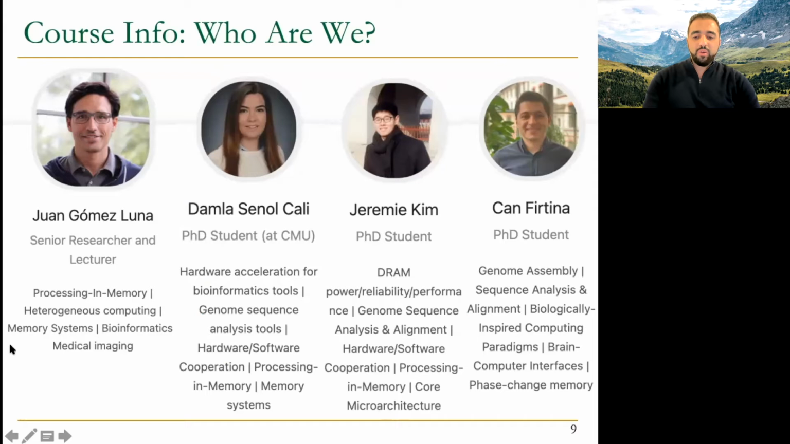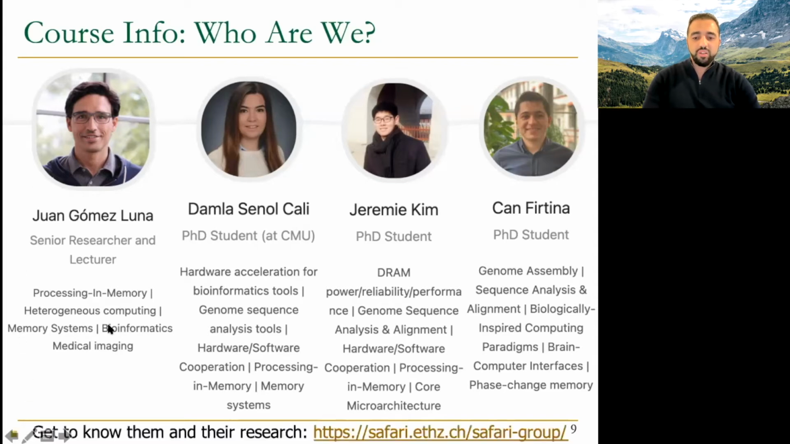This course is happening with the help of many great researchers from our research group, starting from Juan, who's a senior researcher and lecturer. We also have Damla, who's a PhD student at CMU. She's part of our research group at ETH as well. We have Jeremy, who's a PhD student, and John Fertina, who's also another PhD student. All of these will be mentoring you as a main mentor or as a co-lead for any of the projects that we will assign. You can see from their research interests down below that they have really diverse research interests, and that will enrich the projects that we have, where we can get help from several areas of expertise.